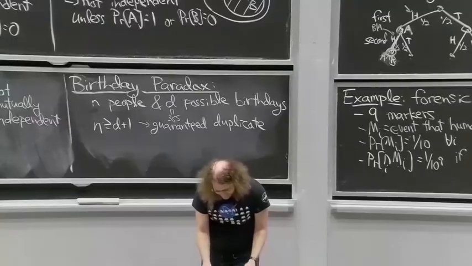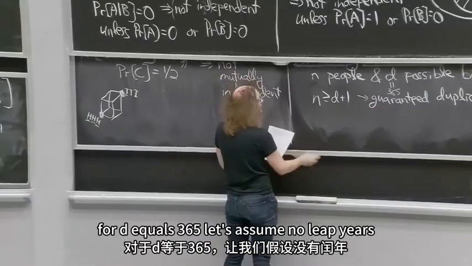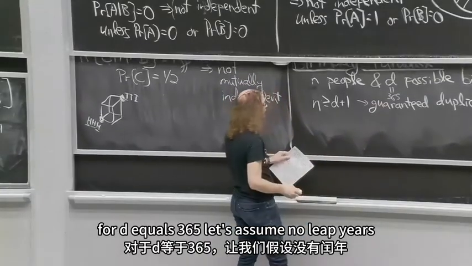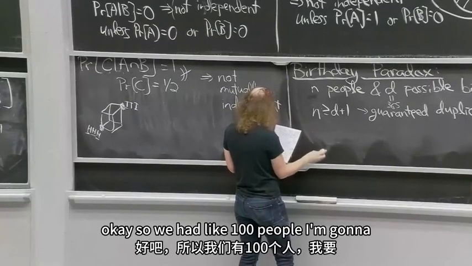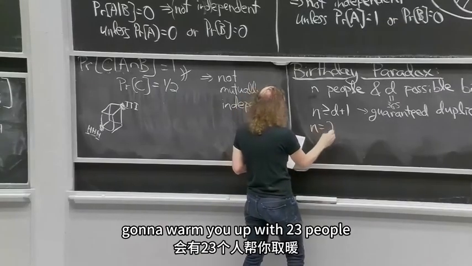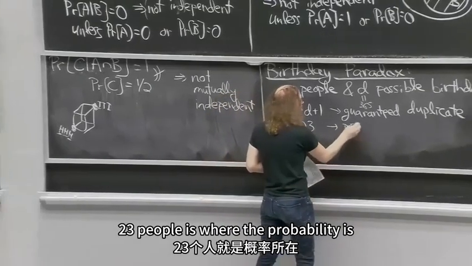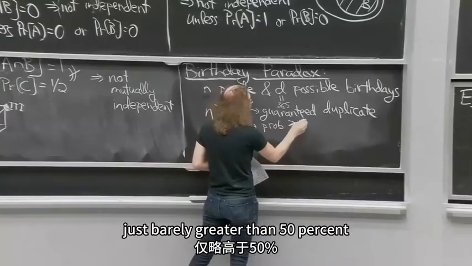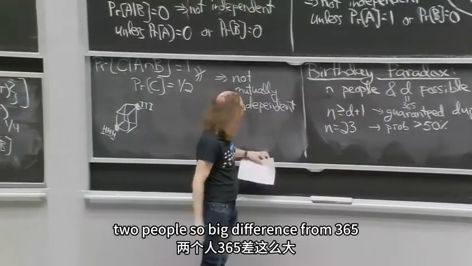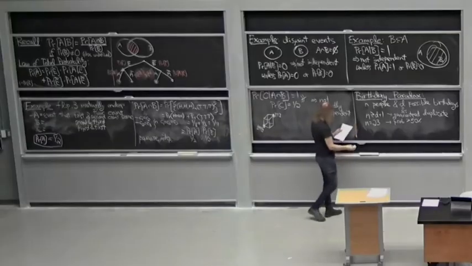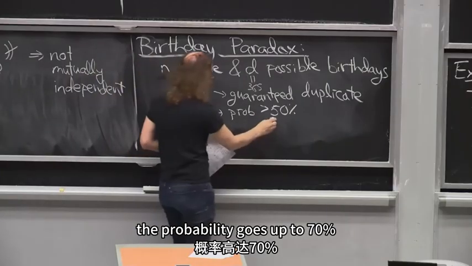So turns out, for D equals 365, let's assume no leap years. Okay, so we had like 100 people. I'm gonna warm you up with 23 people. 23 people is where the probability is just barely greater than 50% that there's 2 people. So big difference from 365. N equals 30, the probability goes up to 70%.